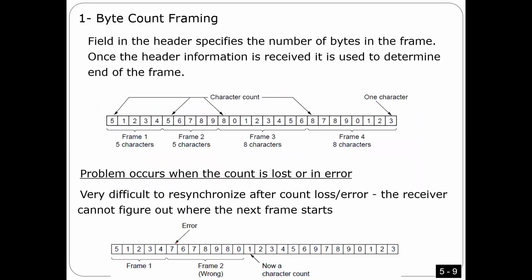For example, as you see here, this is 1 frame. So here in the header, I'm going to say this frame is 5 bytes. This is another frame, and in the header I'm going to say it's 5. Is that okay? This one, I'm going to say is 8. So you are going to cut 8. This one is 8, so I'm going to make a frame of 8 bytes, and so on.